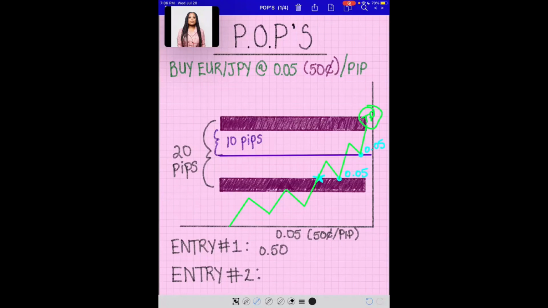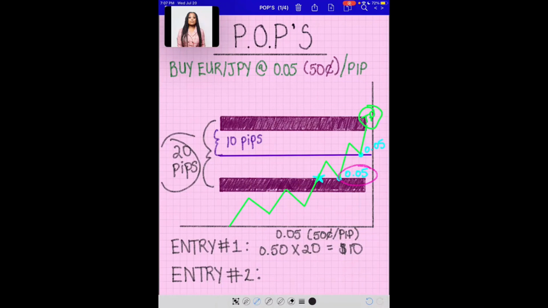Now, we did get a distance of about 20 pips, right? 20 pips on our first entry. So we're going to multiply 0.50 by 20 to figure out how much money we would make on that first entry. So 0.50 times 20 is equal to $10. So just on this first entry right here, you guys, we were able to make $10.